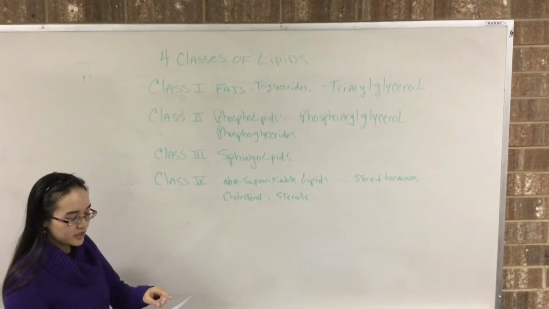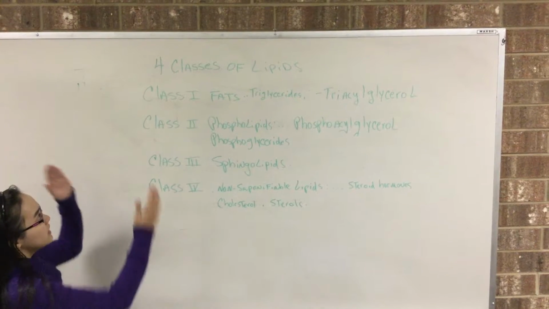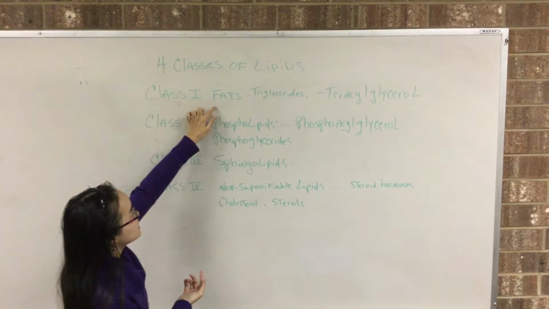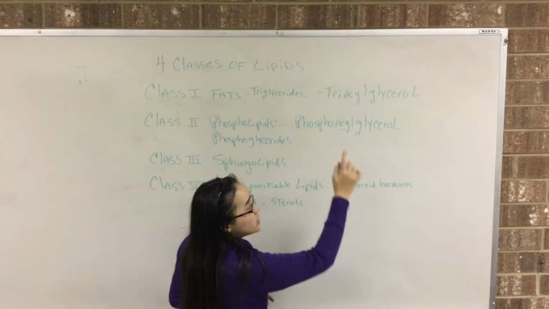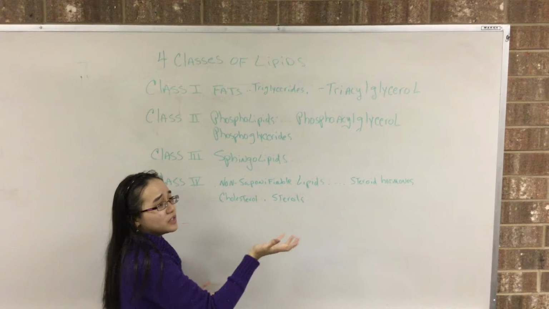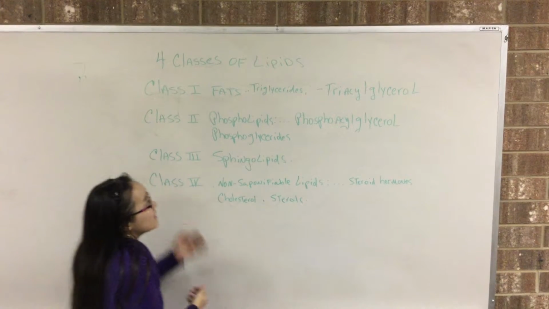Okay, so we're on question 5. What are the 4 classes of lipids? These are the 4 classes of lipids. Class 1 is fats. Other names for fats are triglycerides and triacylglycerol. These 3 names are the same thing. It's just someone came up with 3 different names for the same thing.